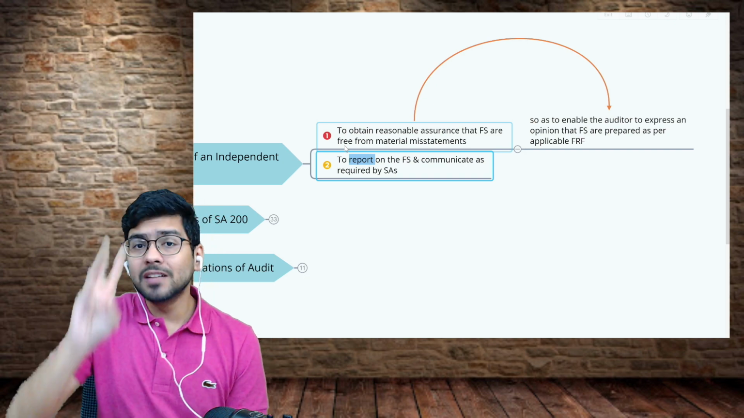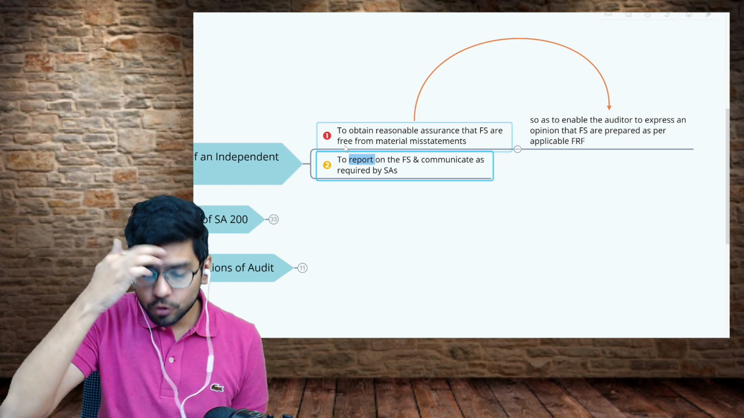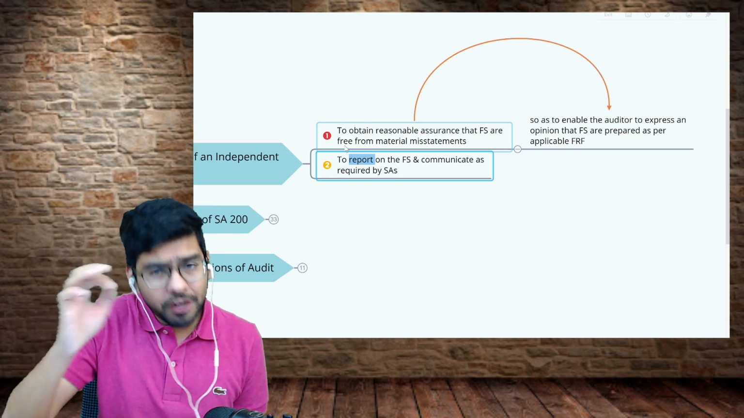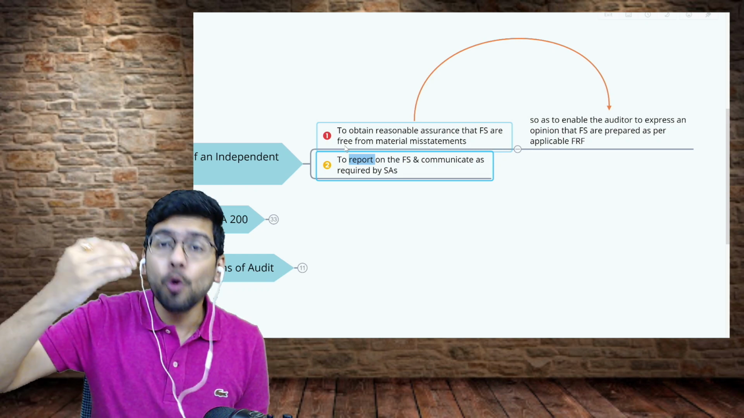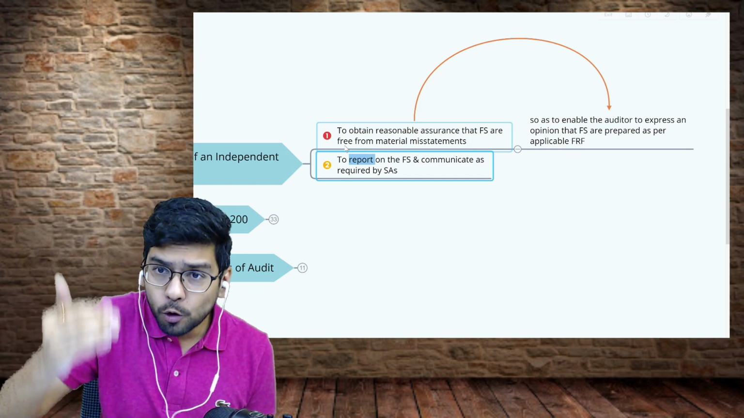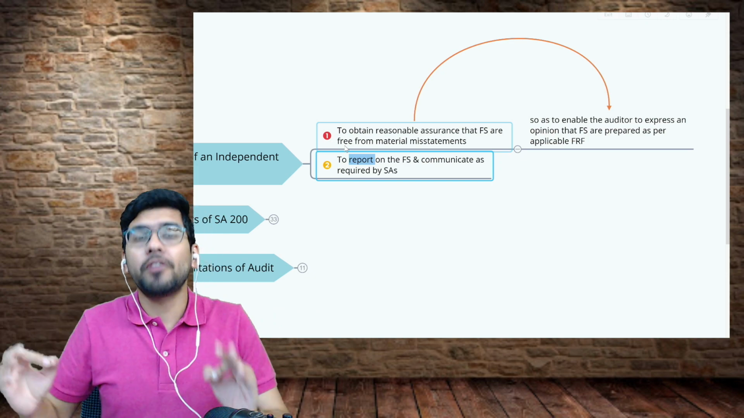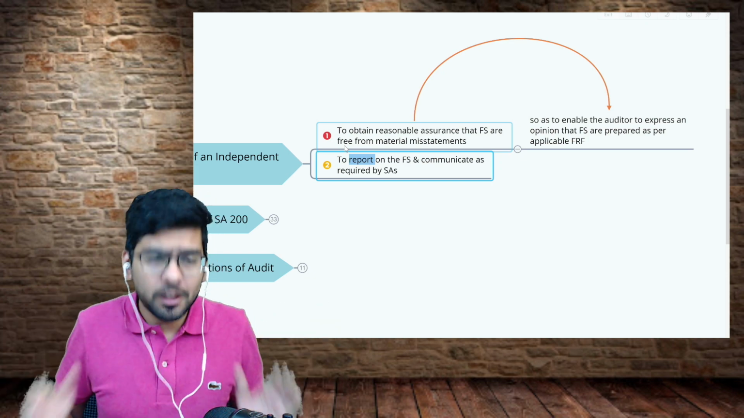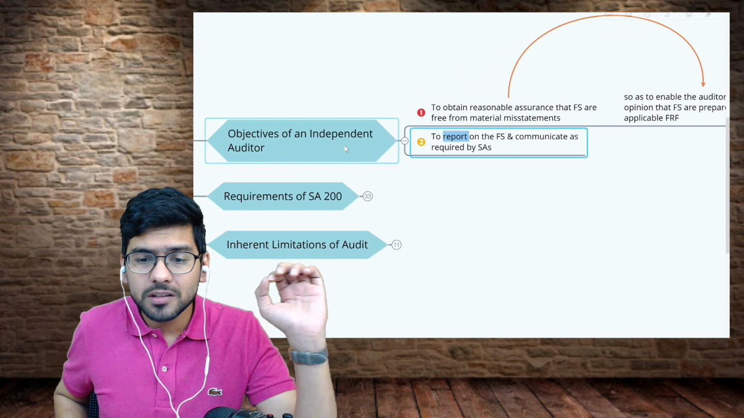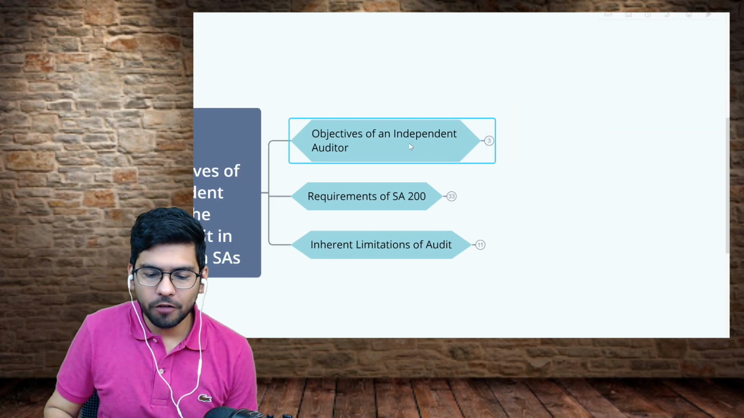I am repeating it again. Three keywords: reasonable assurance, opinion, report. The auditor has to obtain reasonable assurance that the financial statements are free from material misstatement. He has to give an opinion that the financial statements are prepared as per FRF, which means they give a true and fair view. How does he give his opinion? In the form of a report, and through this report he also communicates. Is this clear to everyone? Very simple. Done. So this was the first topic of SA 200.